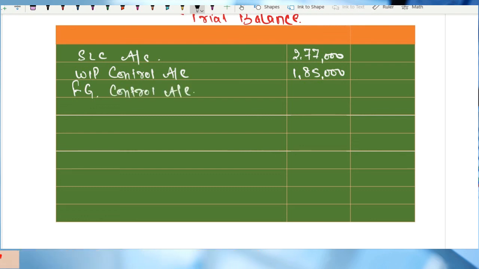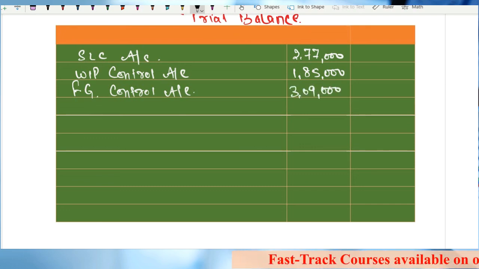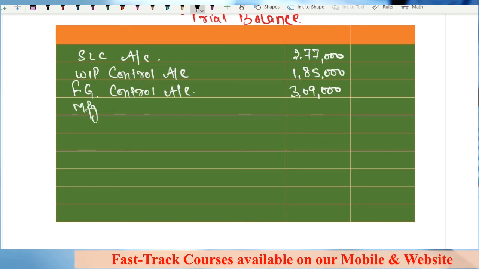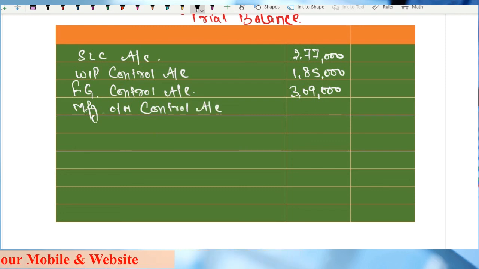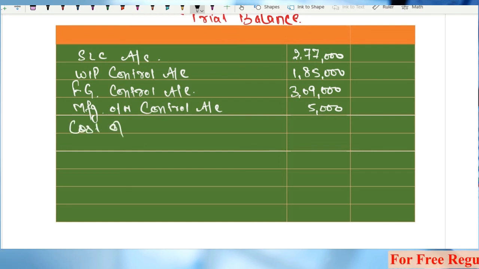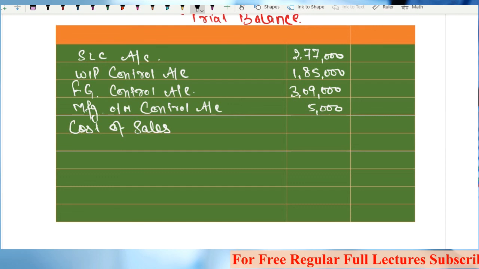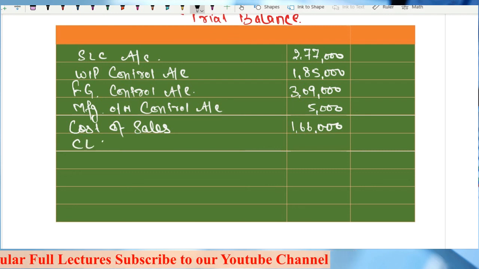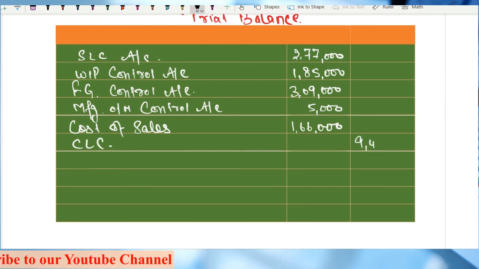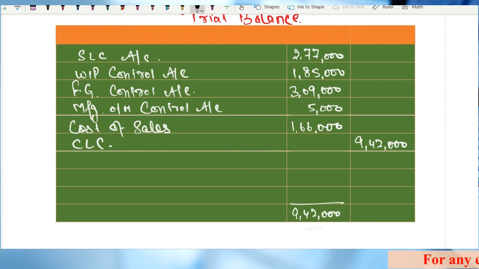All the balances you have to write down. You know how to prepare the trial balance, right? You have already learned it. Then you have manufacturing overheads control account, that is 5,000. Then you have cost of sales 1,66,000, and then you have CLC account, that is 9,42,000. So check the totals, you will get the total of 9,42,000, right? You will get the total of 9,42,000. This is your trial balance.